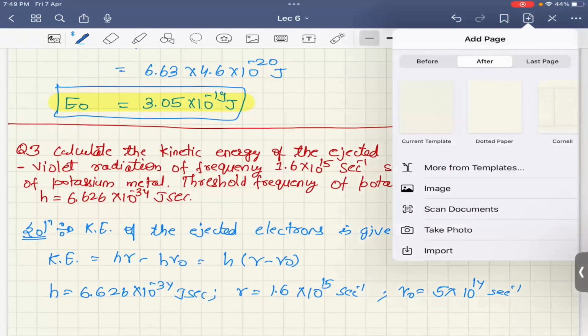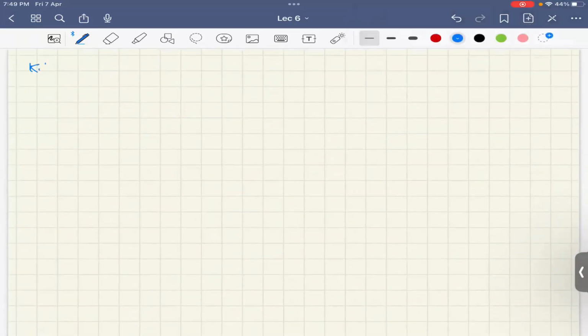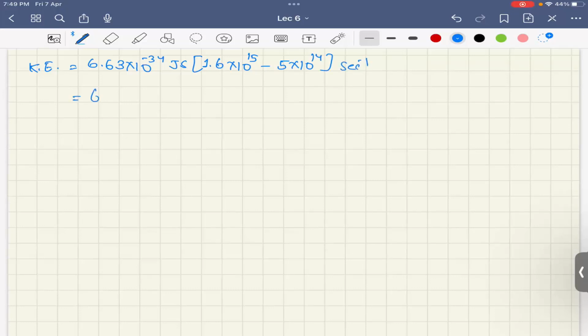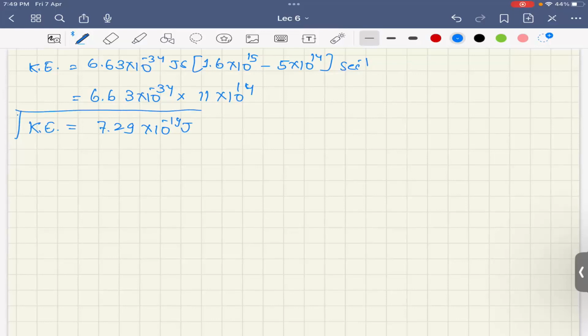So we just plug the known values into the expression. So what we get is 6.62 × 10^-34 joule second multiplied by (1.6 × 10^15 − 5 × 10^40) second inverse, which corresponds to 6.68 × 10^-14 multiplied by 10^14, which corresponds to 7.2 × 10^-19 joule. The required kinetic energy is 7.29 × 10^-19 joule.